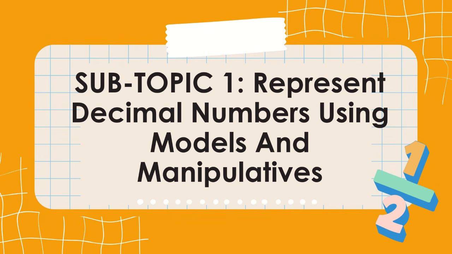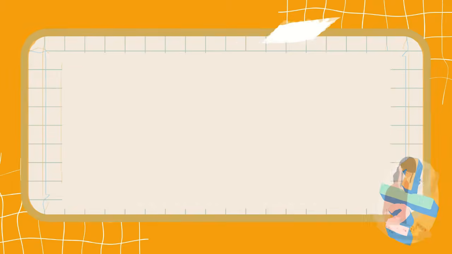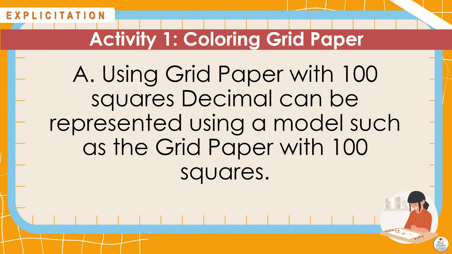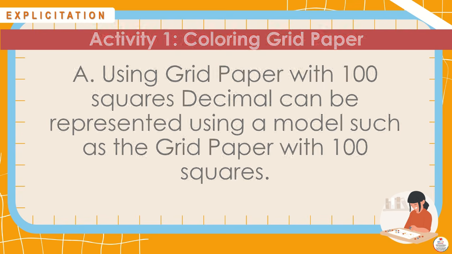Let's have subtopic 1, represent decimal numbers using models and manipulatives. For activity 1, coloring grid paper. Using grid paper with 100 squares, decimal can be represented using a model such as the grid paper with 100 squares.